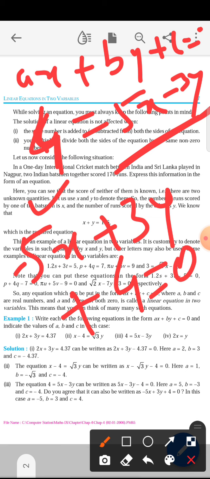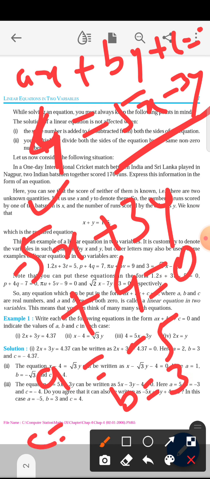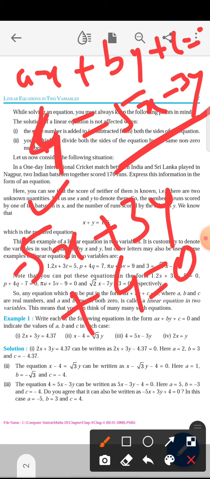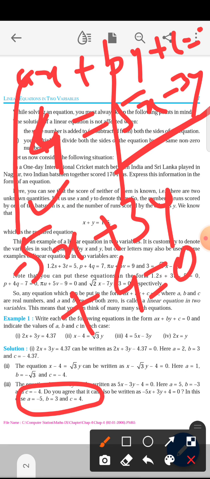Now compare, then you will get a equal to minus 5, because we have ax equal to minus 5x, b equal to 3 and c equal to 4. Okay, these are the solutions of this question. After comparing, a equal to minus 5, b equal to 3 and c equal to 4.